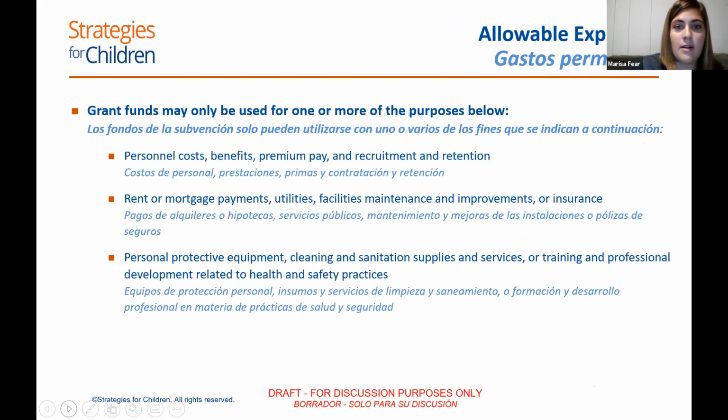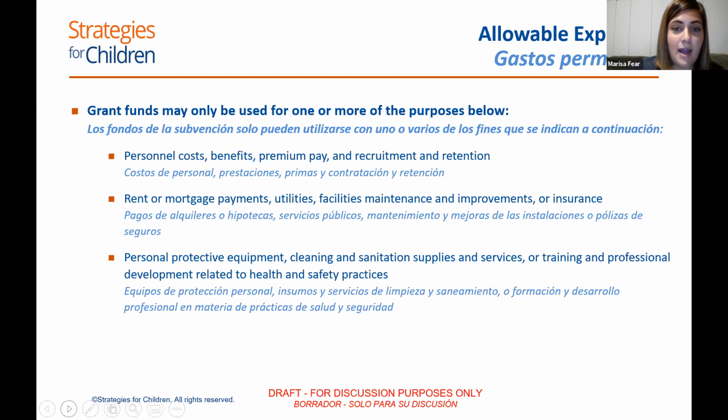And now we're going to talk a little bit about what these funds can be used for. So the grant funds can be used for one or more of the purposes below. The first being personnel costs, so benefits, premium pay, recruitment and retention. And to dig into this one a little further, this is another example where your feedback will be super important moving forward. So if you feel uncomfortable, because it's a limited grant, there's limited funding, it's a limited amount of time, if you feel uncomfortable raising annual salaries based on that money, there's a couple other options.